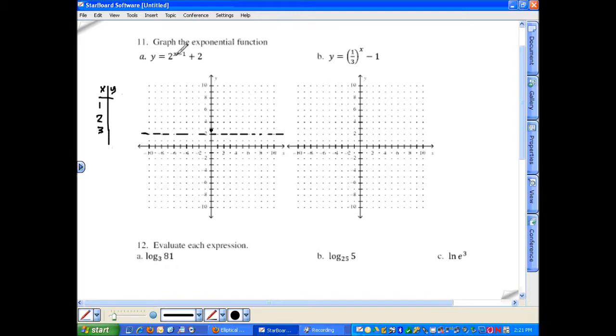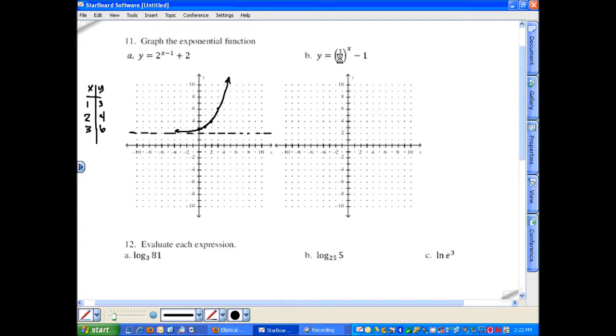If x equals 1, we get 2 to the 0 plus 2, which is 3. So 1 comma 3. If x equals 2, 2 minus 1 is 1. 2 to the 1 plus 2 is equal to 4. So 2 comma 4. If x equals 3, 3 minus 1 is 2. 2 squared, 4. 4 plus 2 is 6. This is a graph of that shape.